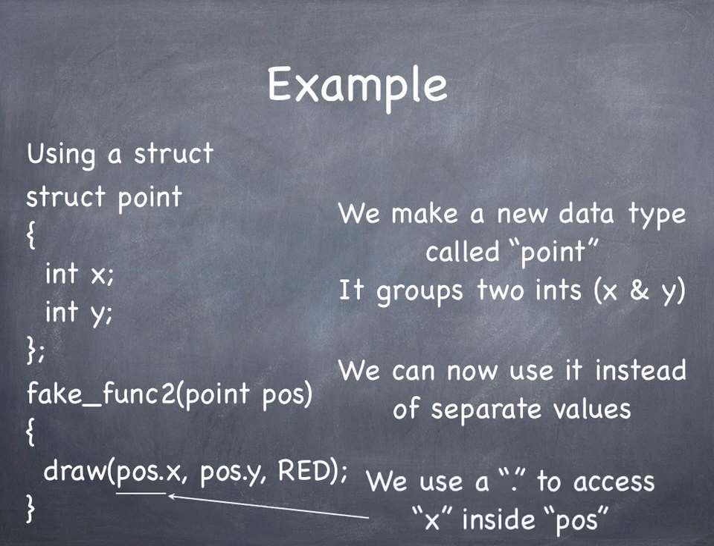We can access that x and y using the dot notation. So we'll start with pos.x, which gives us the x inside the pos variable.